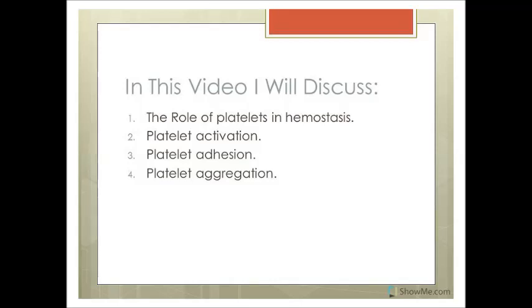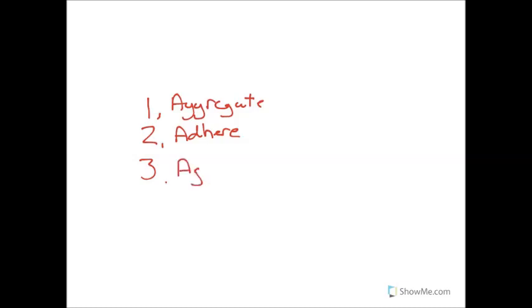So to understand the role that platelets play in hemostasis and the cessation of bleeding, we want to know that platelets have three main properties. The first property we're going to see is they aggregate. When we say they aggregate, what we are saying is they gather together. They like to come together and gather. They adhere. They have an adhesiveness. They stick together. And then they agglutinate. And that means they clump together.